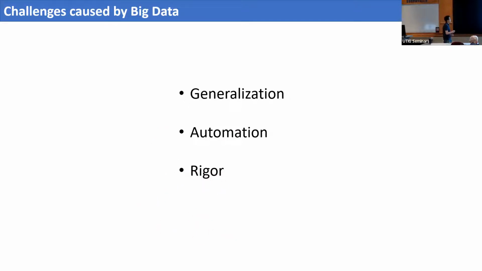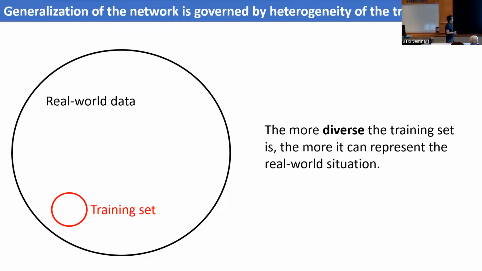First, let's talk about generalization. As I mentioned before, if we're dealing with hundreds of thousands of images, the real world situation is really complex. It contains a lot of different conditions. And so the more diverse the training data set is, the better it can represent the real world situation.